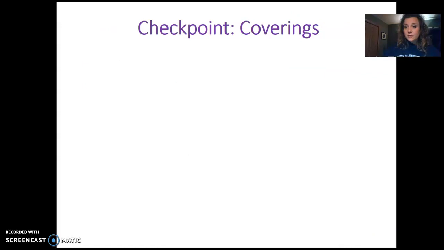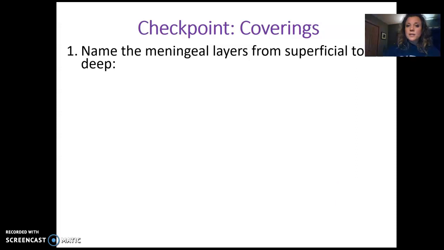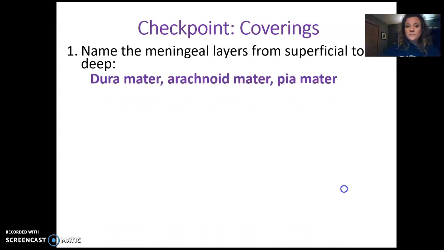All right, so I'm going to show you a question and then I'm going to give you a 3 count and then I'll show you the answers so that you can try and answer these on your own. All right, question number 1. Name the meningeal layers from superficial to deep. 3, 2, 1. Dura mater, arachnoid mater, pia mater.